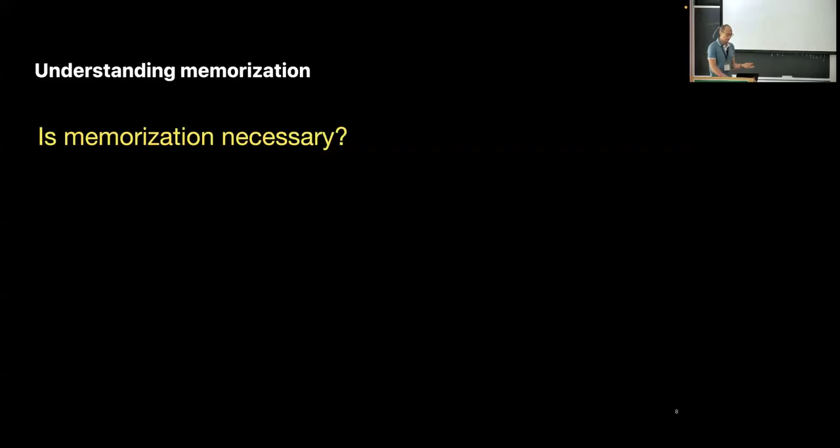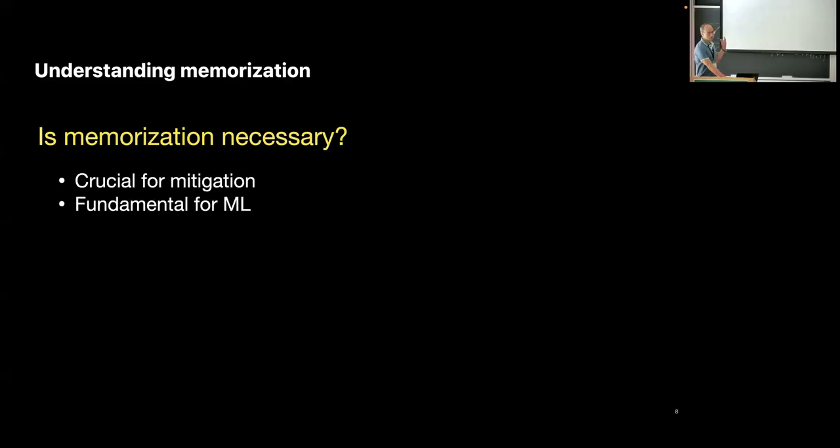The reason I'm interested in this is that, of course, it's crucial for being able to mitigate this phenomenon to understand whether it's necessary or not. And I believe it's also fundamental for machine learning itself, and to the best of my knowledge it is not answered by either classical theories or some of the other recent advancements.